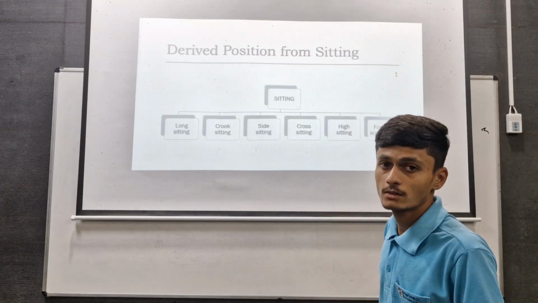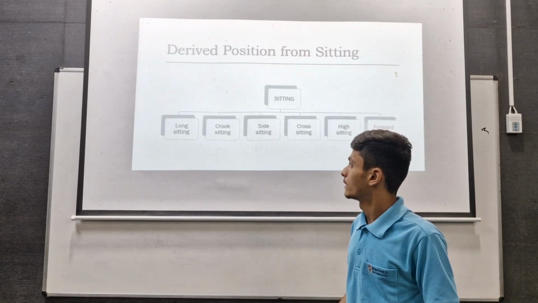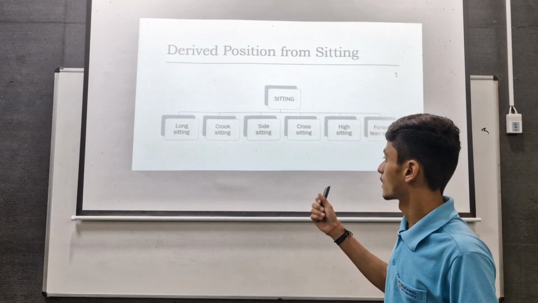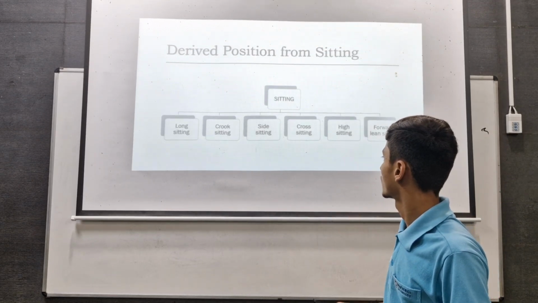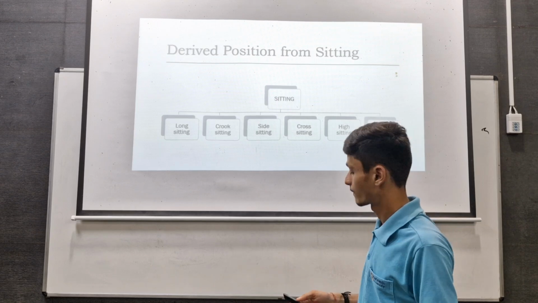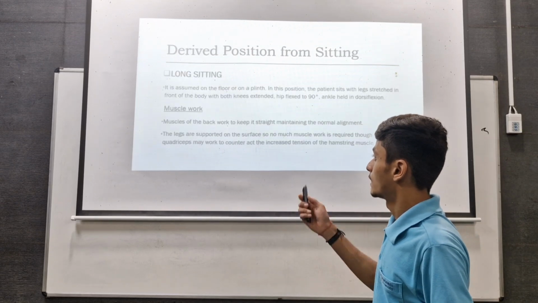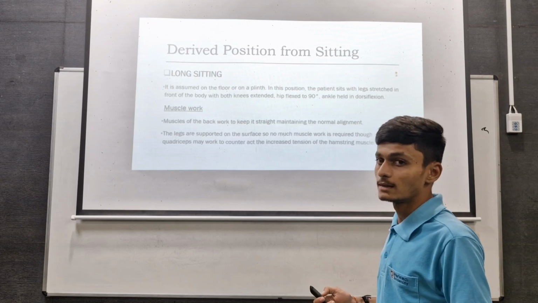Now derived positions from sitting. These are divided into 6 different types. The first is long sitting, then crook sitting, side sitting, cross sitting, high sitting and forward lean sitting. Now let us discuss long sitting. It is assumed on the floor or on the plinth.